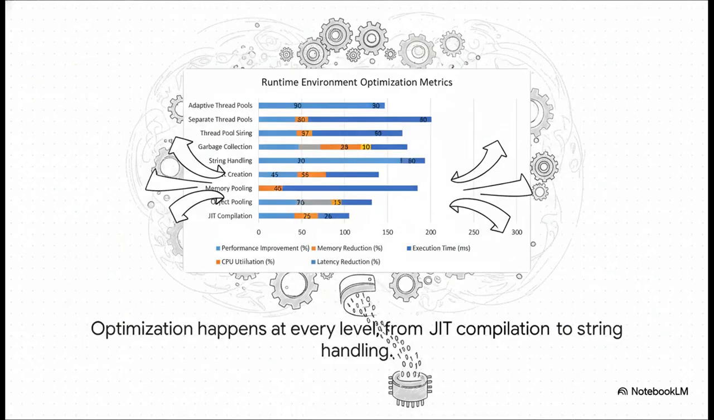This chart shows that optimization happens at every single level, even down to how the code is actually running. Look at something called just-in-time compilation. It's a clever way to make code faster while it's executing. The data here shows it can give you a 45% performance boost. Even something as basic as how you handle text can cut your memory usage by over 60%. It all adds up to a much faster, much more efficient system.